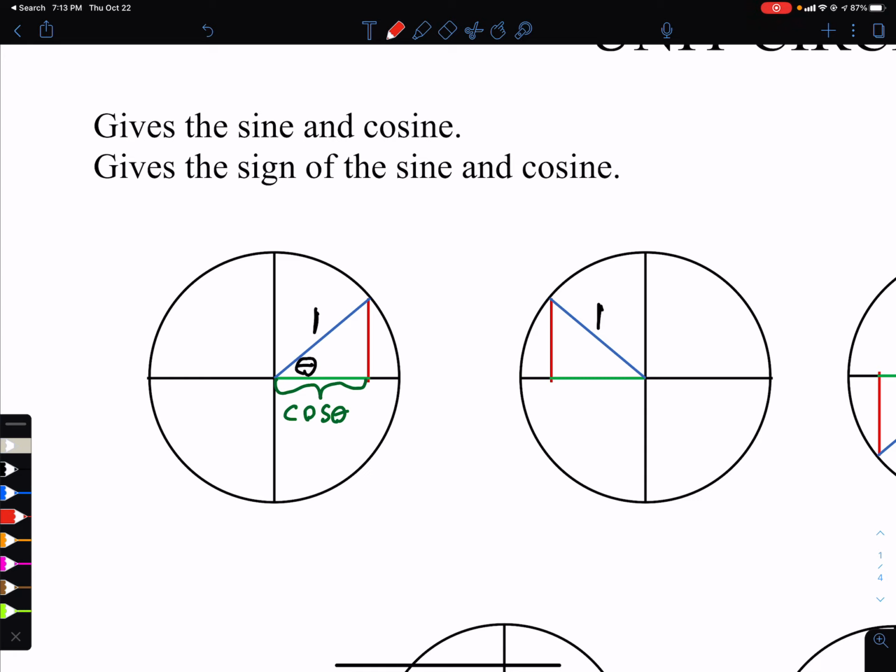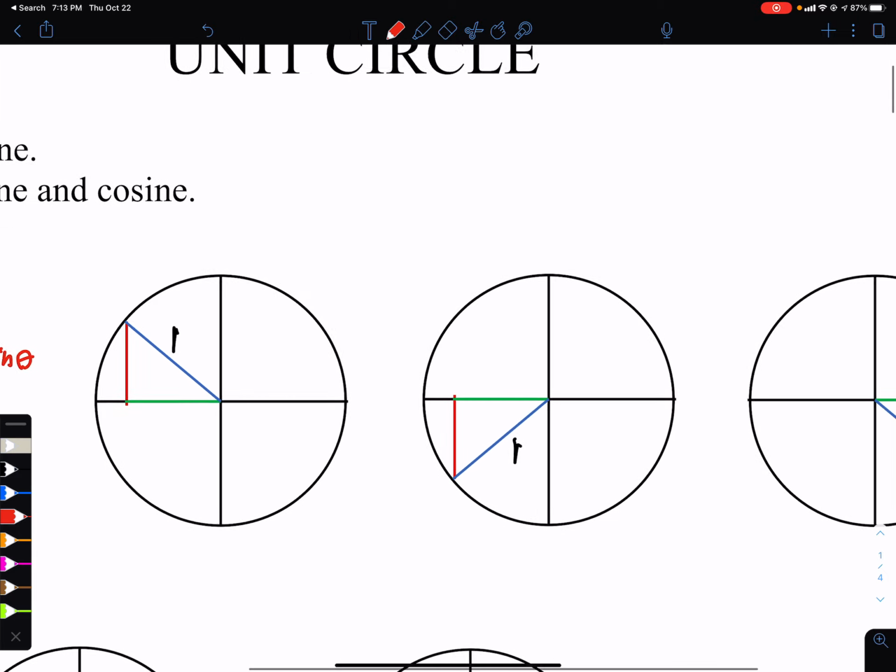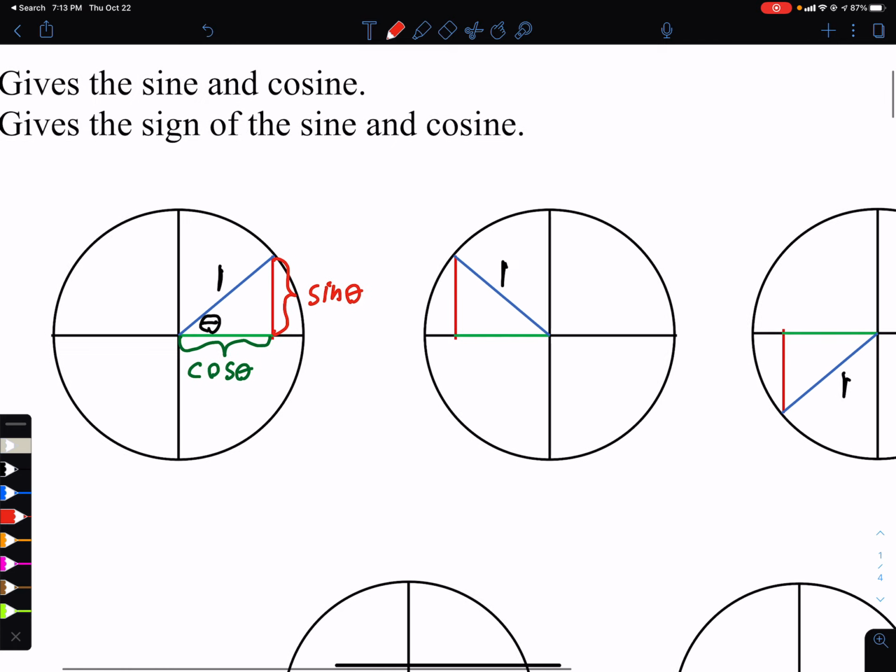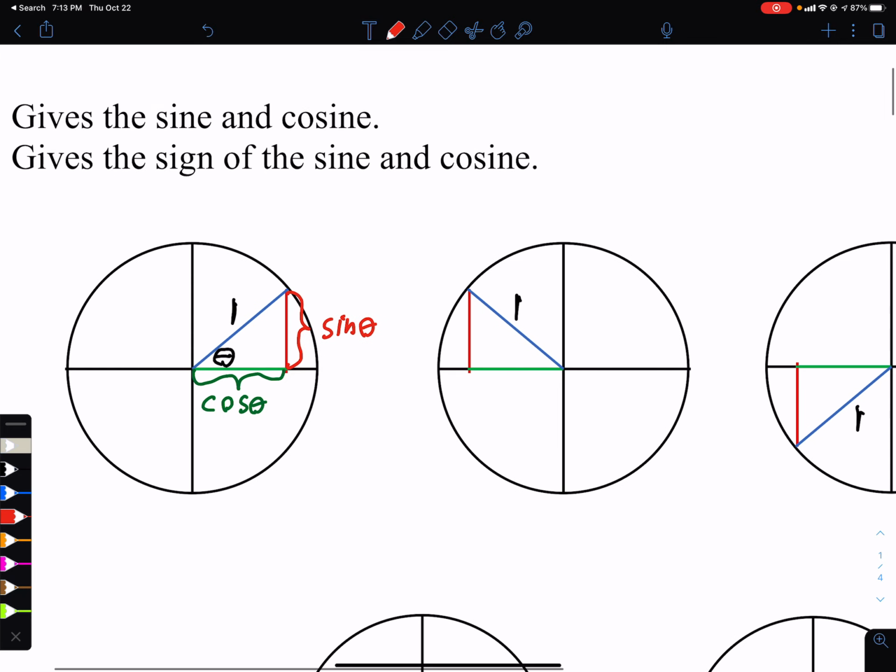Now, if I were to measure that side of the triangle, the opposite side, the length of that would literally be the sine of theta. Okay, it's true for all four of these. So it gives you the sine and cosine. You could just measure the length.